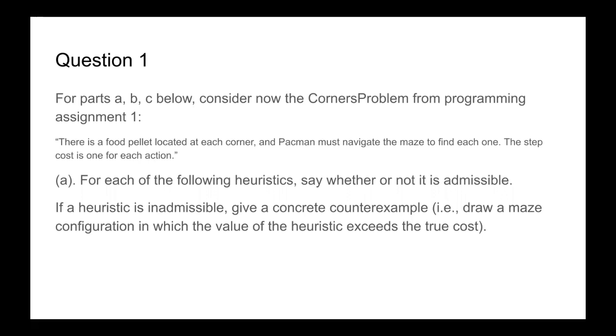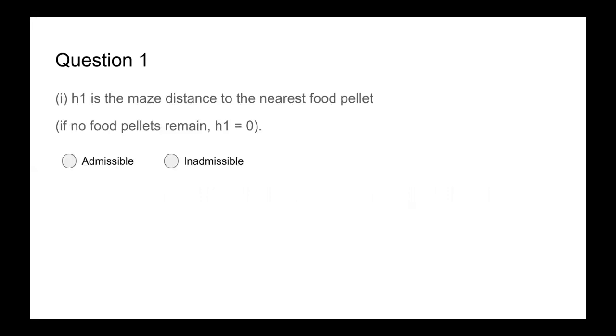Just to reiterate, if you don't remember, the corners problem was that there was a food pellet located at each corner of the grid, and Pac-Man must navigate the maze to find each pellet. The step cost for traveling between grid squares will be 1 for each action. For each of the following heuristics, we're going to say whether or not it's admissible. And if it is not admissible, then we're going to give a counterexample that shows that the heuristic isn't admissible in a particular state.